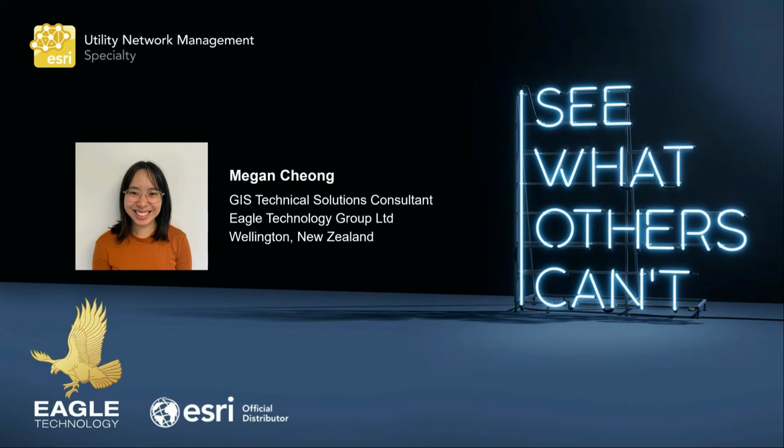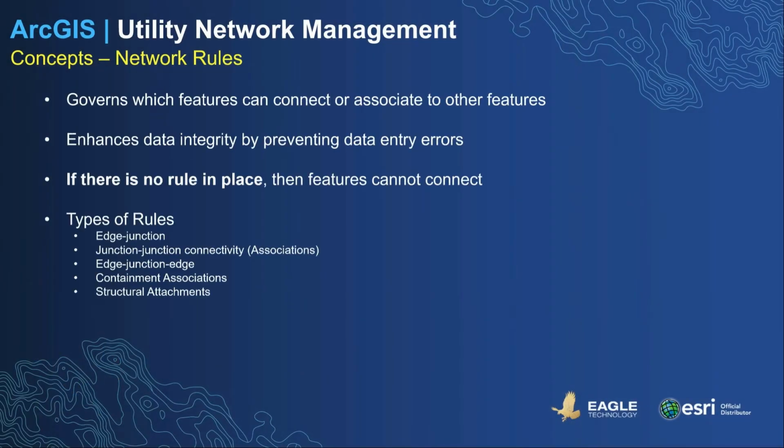Let's start by talking about network rules and what they are. Network rules are rules. They govern which features can connect or associate to other features at the asset type and asset group level. They play an important role in enhancing data integrity because they prevent data entry errors during editing, and they help validate existing data. The important thing to note is, if there is no rule in place, then features cannot connect.